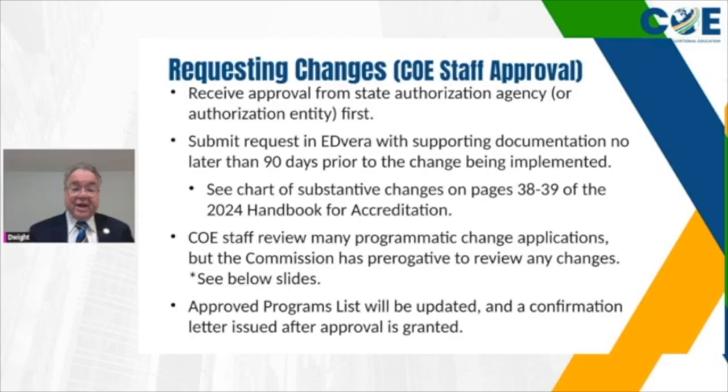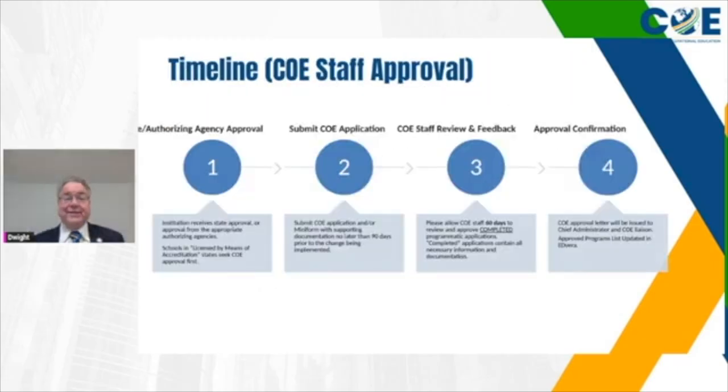The COE staff will review many programmatic changes in applications, but the Commission has the prerogative to review any changes. The approved program list will be updated and a confirmation letter will be issued after approval is granted. Okay, let's talk about the timeline for COE staff approval. First of all, you're going to get your state agency's approval, and once you receive that, you can move forward.